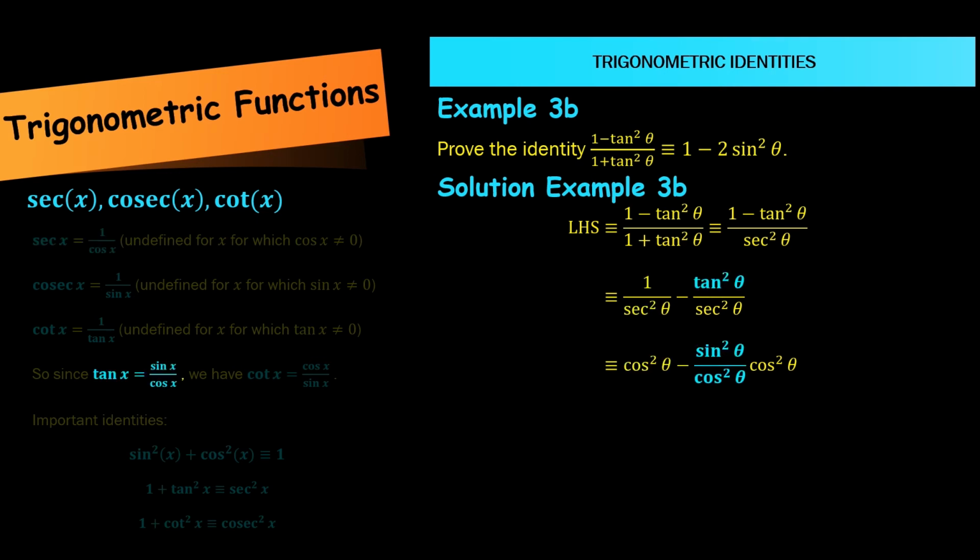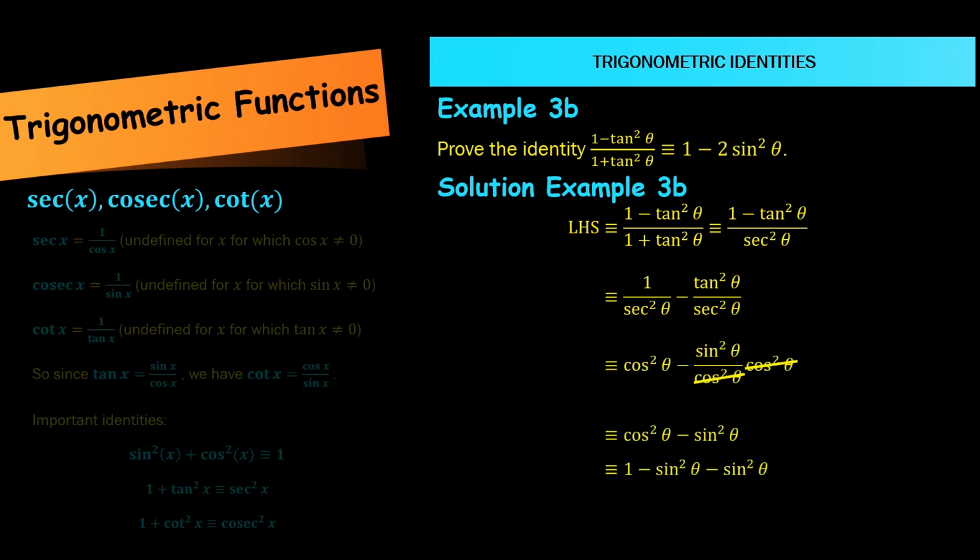Tan can be re-expressed as sine over cos to give tan² is identical to sine² over cos². And 1 over sec squared is equal to cos squared, since sec equals 1 over cos. And now we can tidy up. The cos squareds cancel, as shown, to leave us with sin squared. And so we have cos squared minus sin squared.